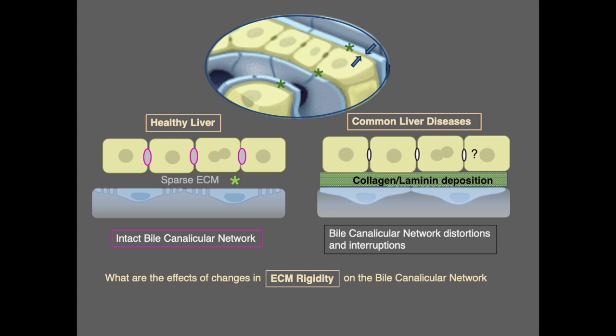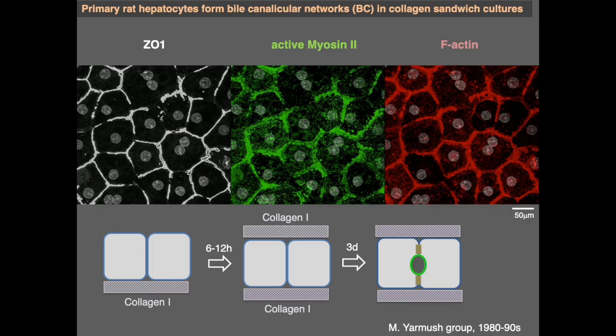Because fibrotic liver disease is also accompanied by distortions of the bile canaliculi network, we investigated if an increase in the rigidity of the extracellular matrix associated with collagen deposition impairs the integrity of the bile canaliculi network. To that end, we adopted a protocol for the culture of primary rodent hepatocytes developed in the 80s by Martin Jarmusch's group and others, in which isolated hepatocytes are plated on collagen gel and upon attachment overlaid by additional collagen, mimicking the in vivo situation in that the matrix is present at both basal domains of the cells and the matrix rigidity is low.